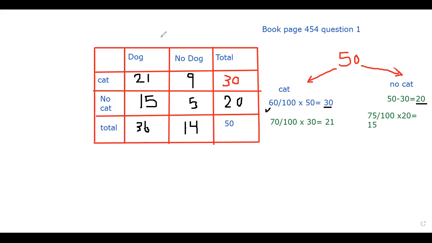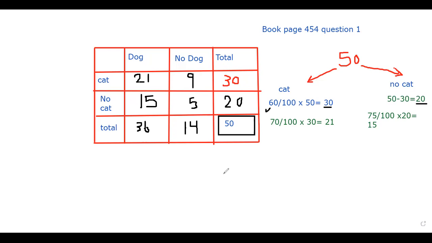How will you check that your answer is correct? Add the column with the row. Yes, add the columns and add the rows. 30 plus 20 equals how many? 50. 36 plus 14 equals how many? 50. Then you made a correct answer.